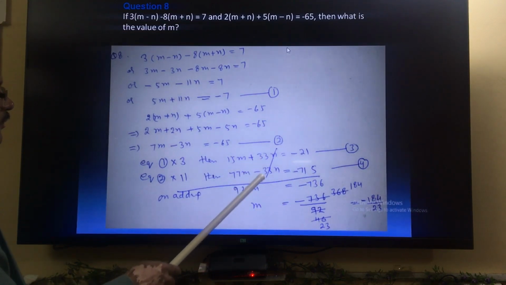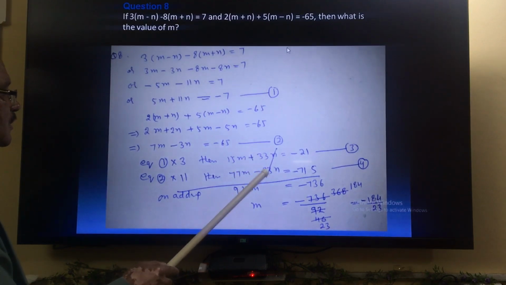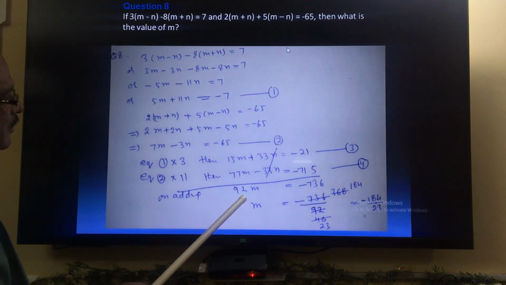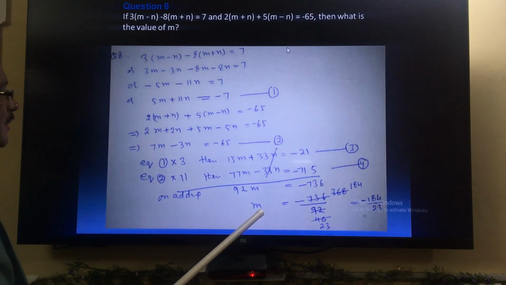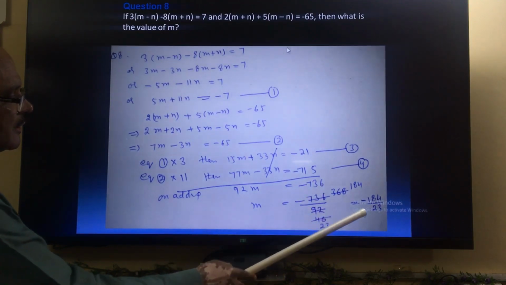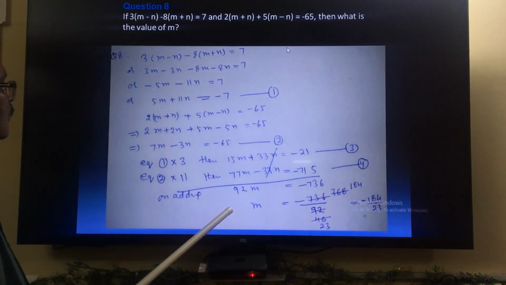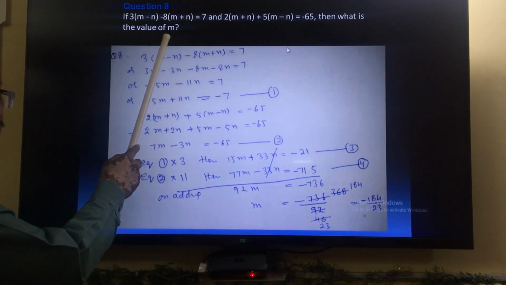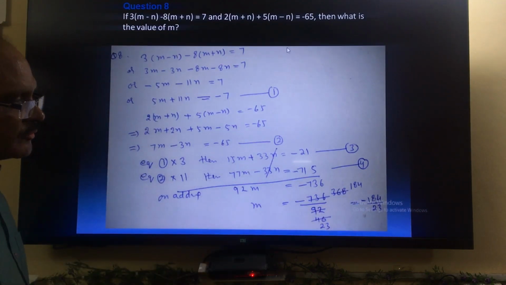After this we will add, because these coefficients are the same but they have opposite signs, so we will add the equations. This will give us 15m plus 77m, which is 92m is equal to minus 736, and m is equal to minus 736 upon 92. This will give us minus 184 upon 23. Here there is no need to find the value of n, because in the question they want us to find the value of m only. So this is our answer: m is equal to minus 184 upon 23.